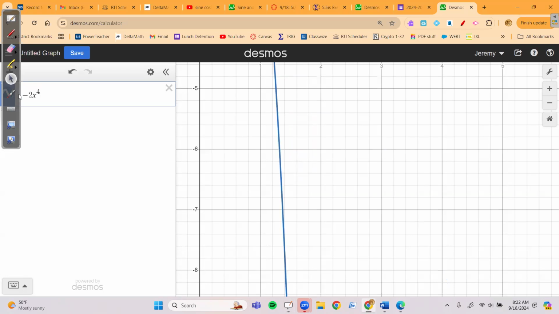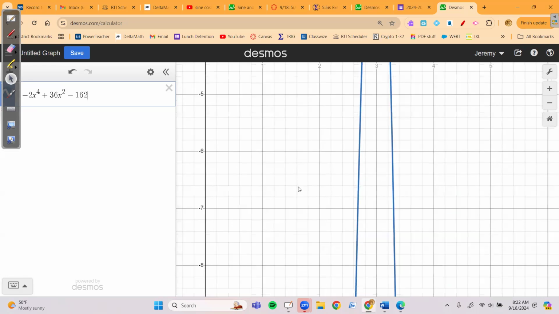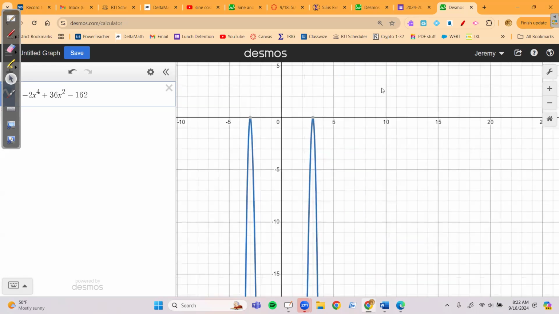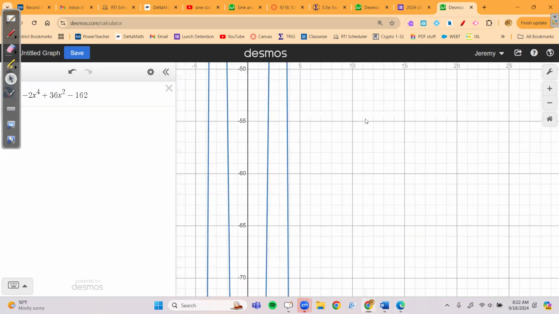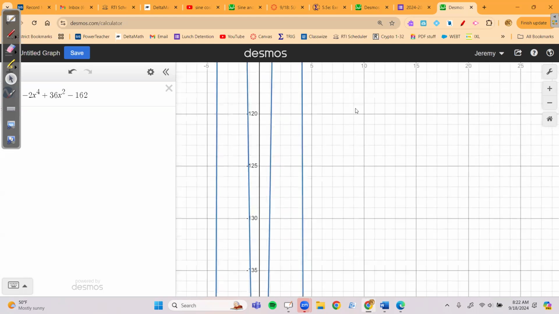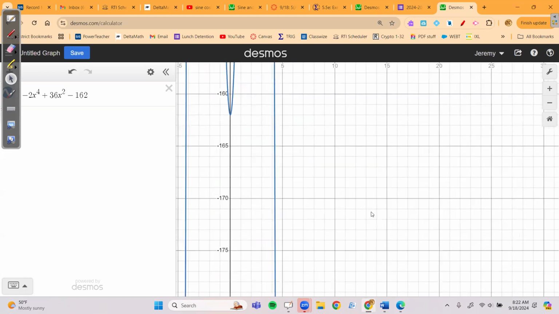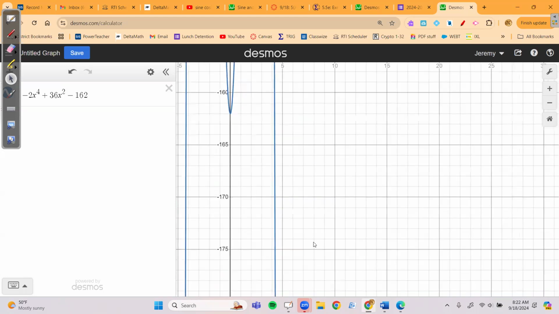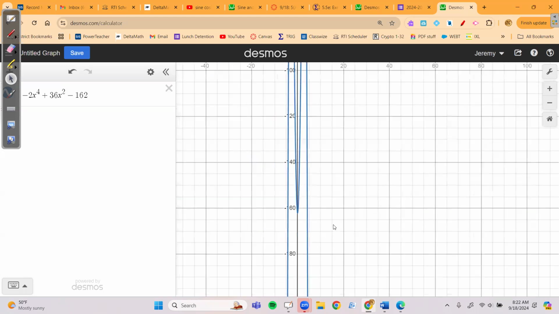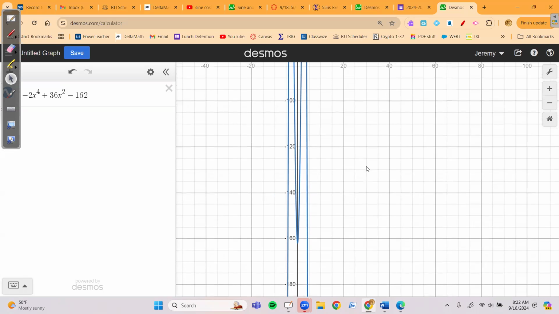-2x⁴ plus 36x² -100. This one's going to be pretty obscene. And again, look at how far down it goes. 162. Well, I kind of knew that already, but yeah. And I could rescale my axes. If you ever want to play with Desmos, it's free. It's just a website or an app, whatever. But you can screw around with your axes.